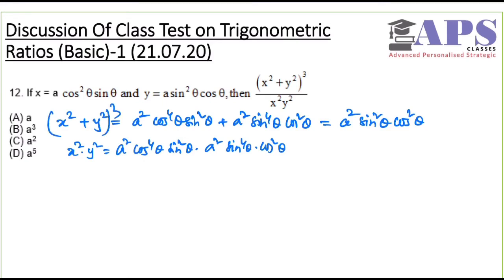So therefore in this expression, I have to take x square plus y square whole cube. So let us take whole cube here, and this side is also whole cube, and we can see that if I divide them, this one is a to the power 4 sin power 6 theta cos power 6 theta. So now if I divide them, sin power 6 cos power 6 will be cancelled, a power 6 by a power 4 is a power 2. So a power 2 means a square is the correct answer, that is option C.